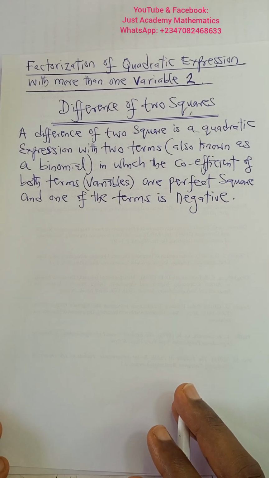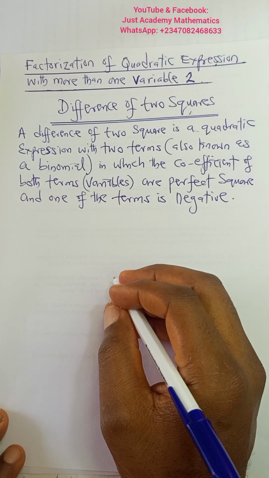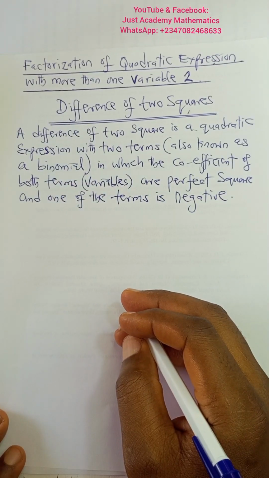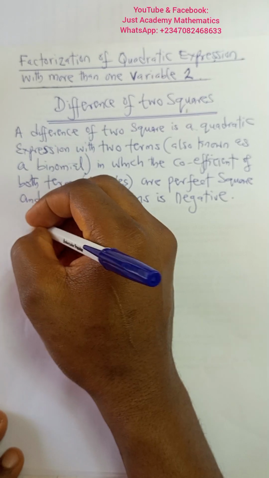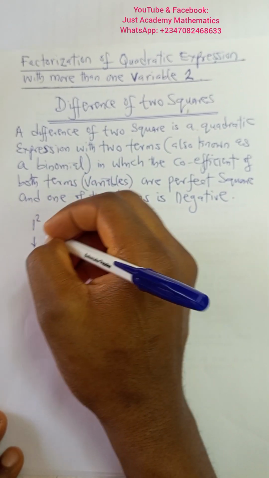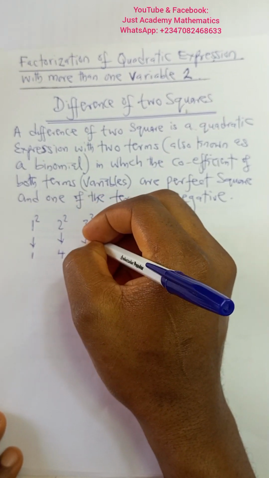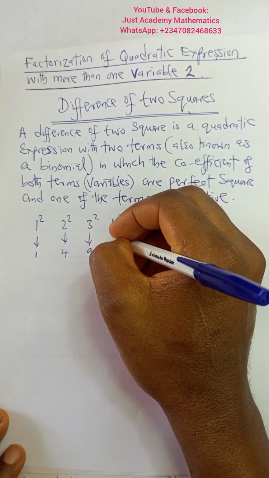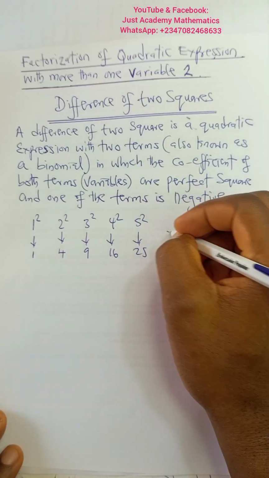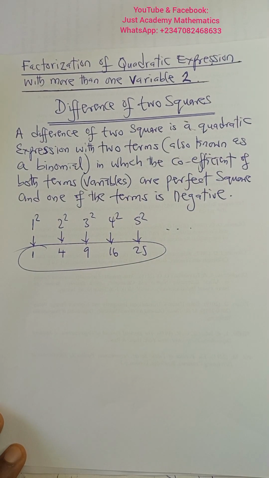You need to know what perfect square is all about. Perfect square numbers, you know the origin of perfect square numbers. How do we get perfect square numbers? I've taught you that before. For instance, 1 square is equals to 1. 2 square will give you 4. 3 square will give you 9. 4 square is 16. 5 square is 25, and so on. So these numbers down here is what we call perfect square.